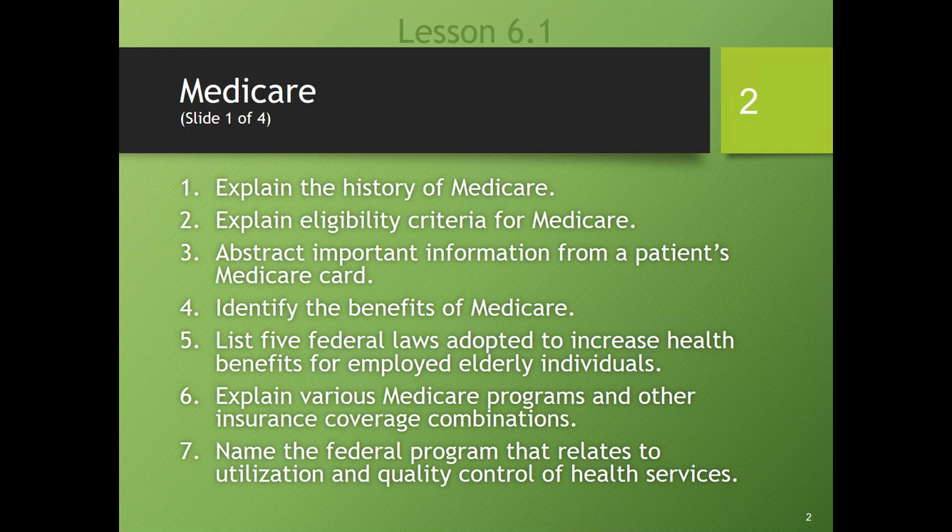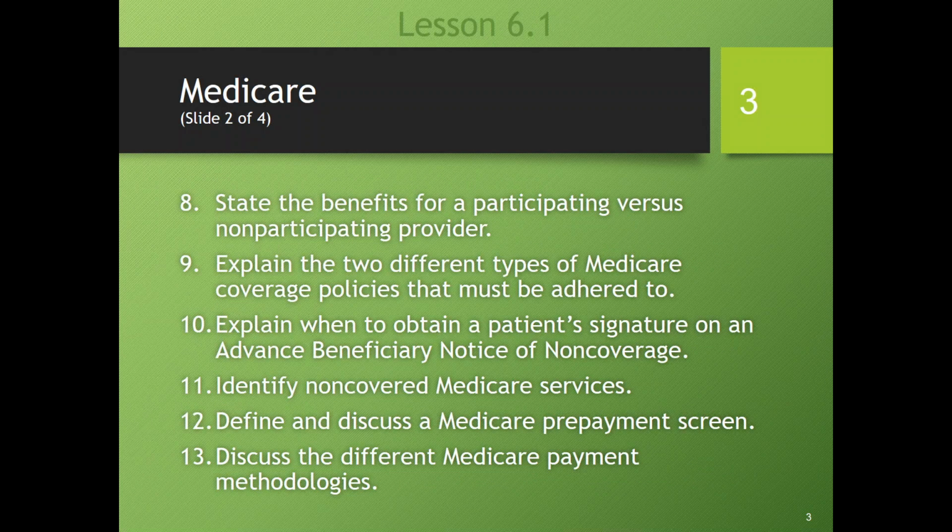Name the federal program that relates to utilization and quality control of health services. State the benefits for a participating versus non-participating provider. Explain the 2 different types of Medicare coverage policies that must be adhered to. Explain when to obtain a patient's signature on an advance beneficiary notice of non-coverage. Identify non-covered Medicare services. Define and discuss a Medicare prepayment screen.